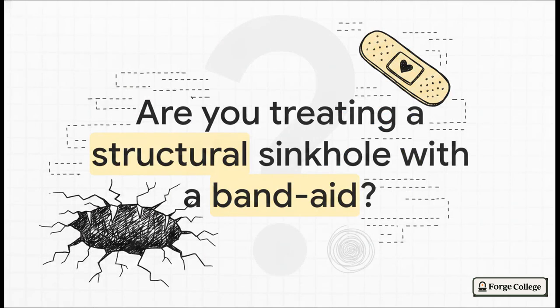Which actually brings me to a very serious question for you. Are you treating a structural sinkhole with a cosmetic Band-Aid? Seriously, I have seen developers totally panic over a massive 95th percentile latency spike, which, by the way, is a deep architectural throughput flaw, and they try to solve it by just adding a cuter loading spinner to the user interface. Spoiler alert, the spinner does not fix the sinkhole.